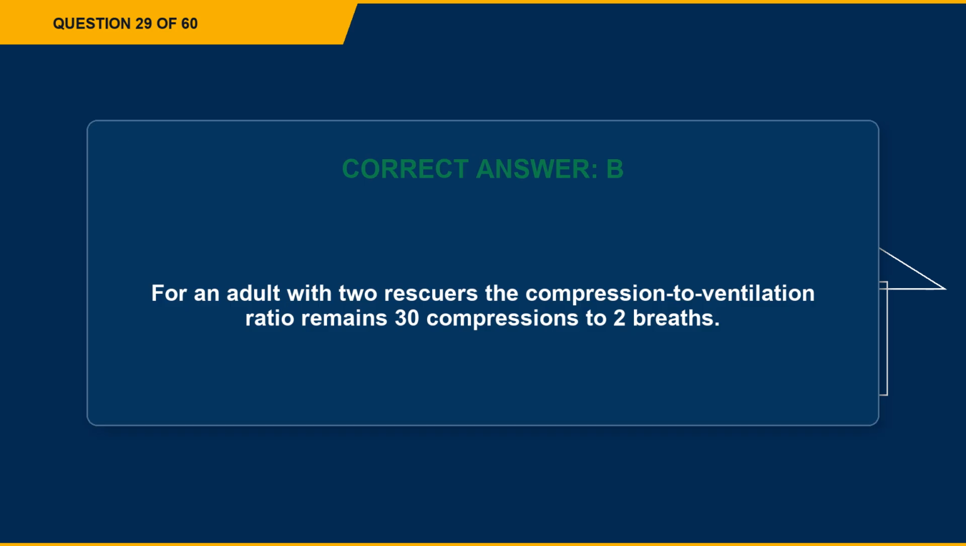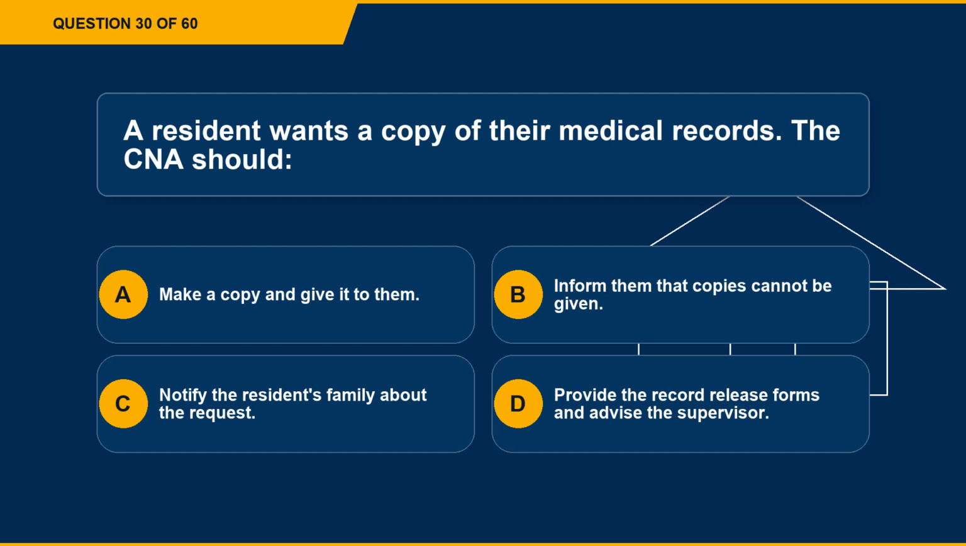For an adult with 2 rescuers, the compression to ventilation ratio remains 30 compressions to 2 breaths. Question 30. A resident wants a copy of their medical records. The CNA should: Option A, make a copy and give it to them. Option B, inform them that copies cannot be given. Option C, notify the resident's family about the request. Option D, provide the record release forms and advise the supervisor.